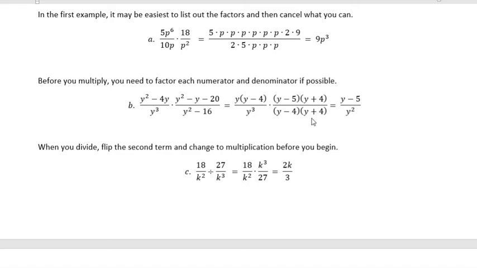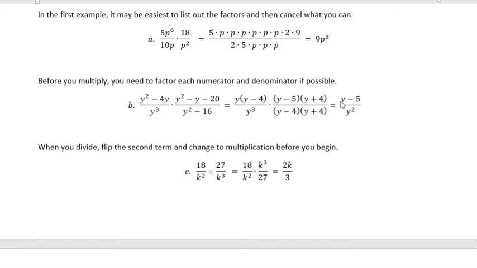Now you would go back and cancel what you can. I can see that the y plus 4's would go and the y minus 4's would go. As long as one's on top and one's on the bottom, you can cancel. That y minus 5 is going to be left over for sure. And over here, this 1y would cancel one of these on the bottom, but it would leave 2. So I'd have y minus 5 over y squared.